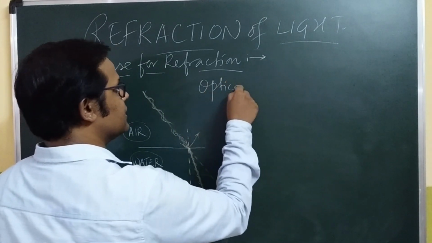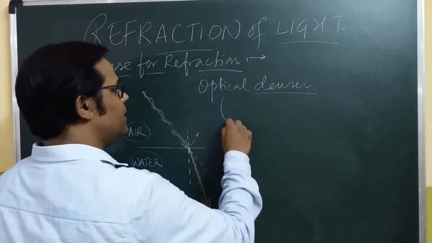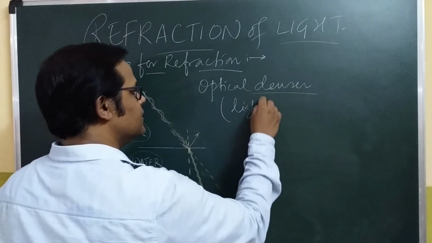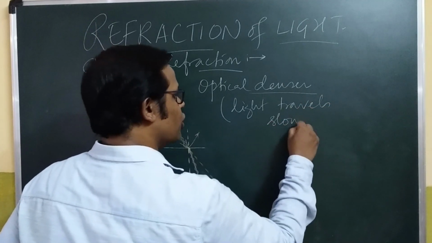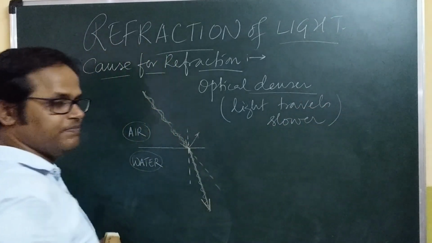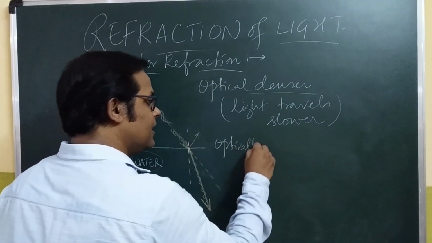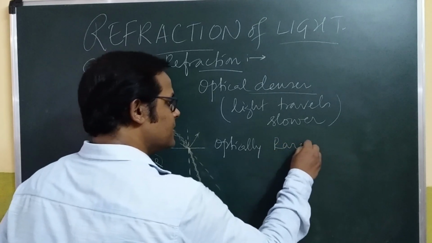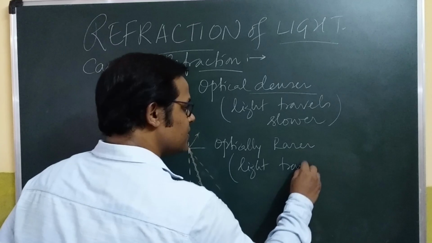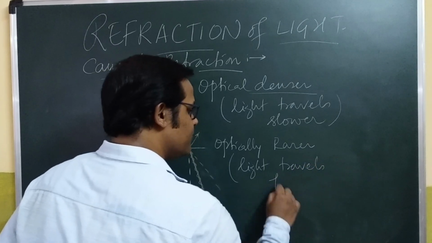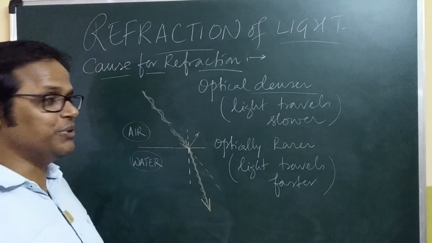Optically denser. If a medium has to be called optically denser, it means the light travels relatively slower in that medium. If the medium is called optically rarer, then it means light travels relatively faster. Hope I'm very clear to all of you.